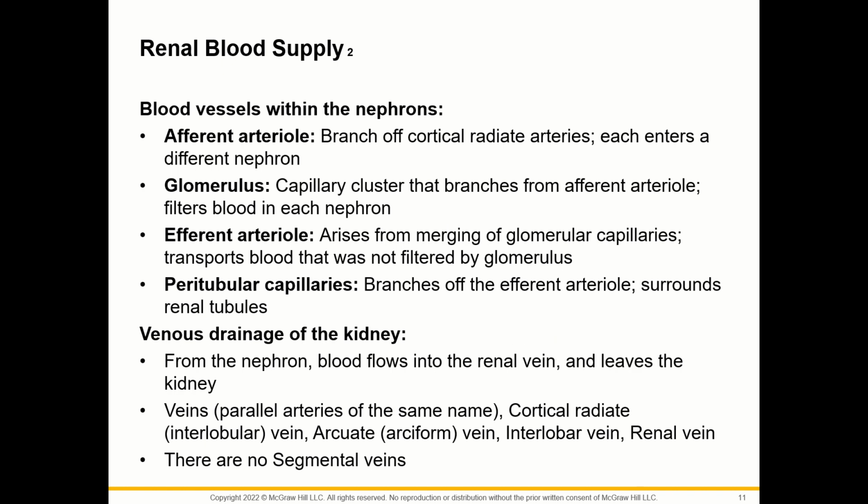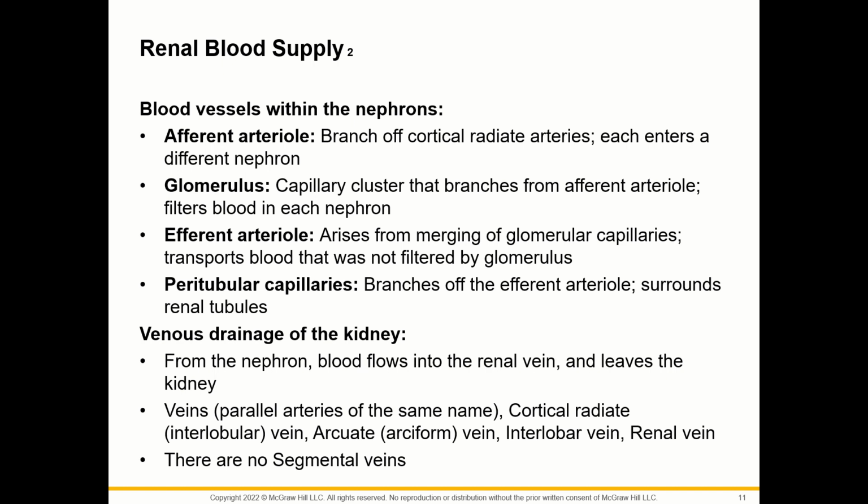So the afferent arteriole is a branch off the cortical radiate arteries, and each enters a different nephron. This is how the blood is brought into the functional unit of the kidneys, which are the nephrons, in order to be filtered. So now let's look at the glomerulus.